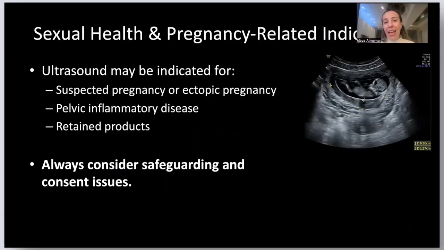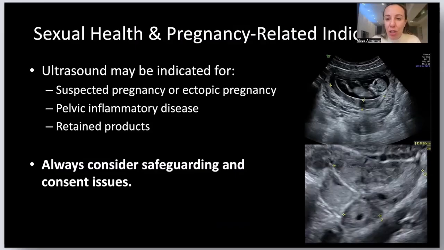We mustn't forget, particularly in adolescents, that you can get sexual health and pregnancy-related issues, such as pregnancy, ectopic pregnancy, PID, retained pregnancy tissue. And these are diagnoses that you can make, but always consider safeguarding and consent issues. And where you have concerns, escalate to the local safeguarding leads and pediatricians who you may be working with.